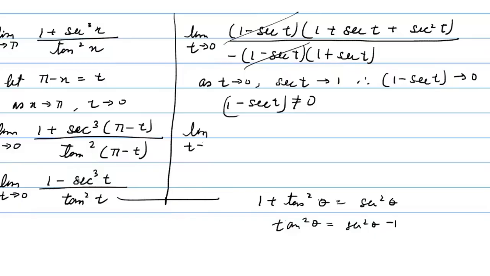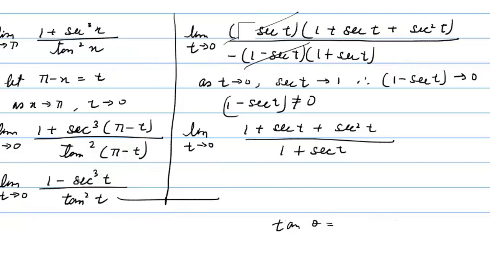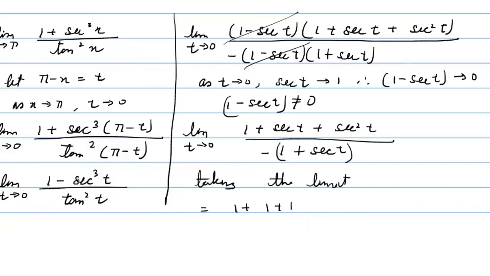And we have limit of t tends to 0, you have 1 plus sec t plus sec square t, and you have 1 plus sec t. They are harmless because as t becomes 0, it is going to become 1. So that is negative 3 by 2. That is the answer.